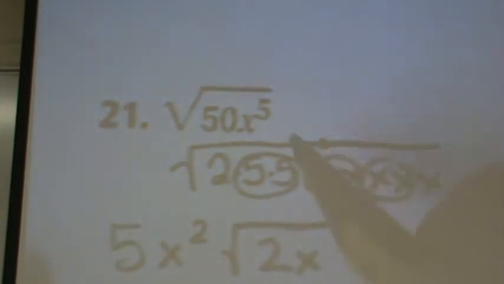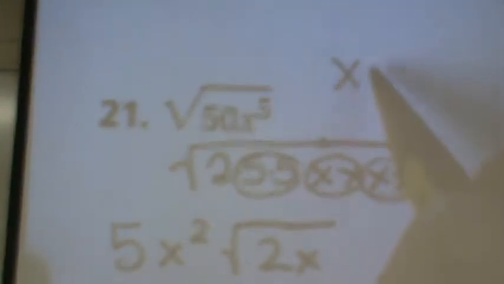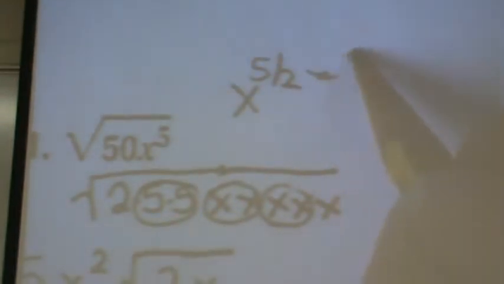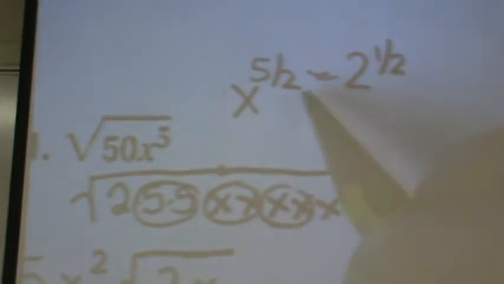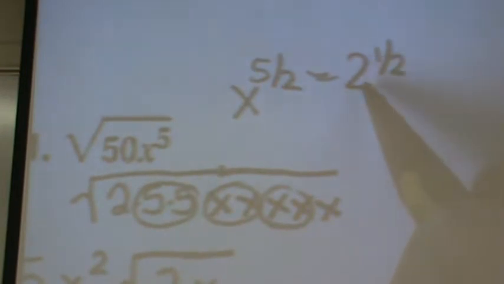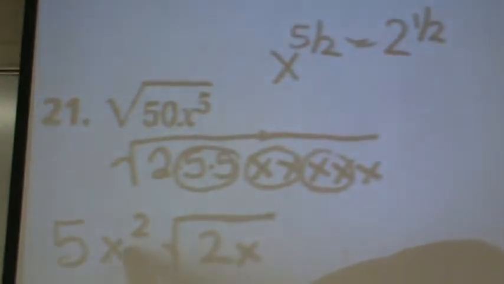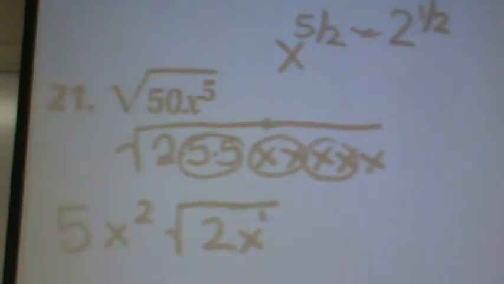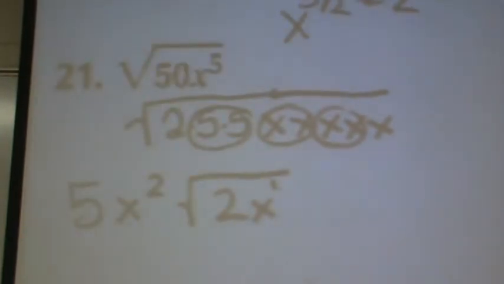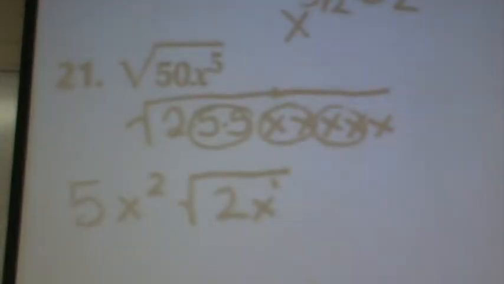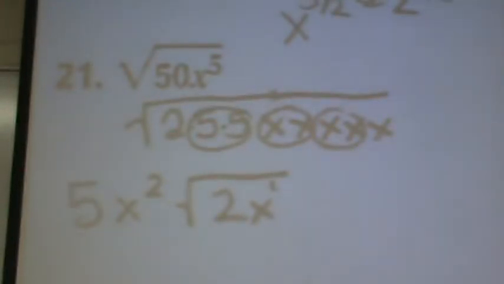Now, the other way you could have done this is x to the 5/2 power. And this is really 2.5. This fraction is written as 2.5. So the whole number is 2, so that's where you get 2 x's. And there's 1 left underneath the radical.